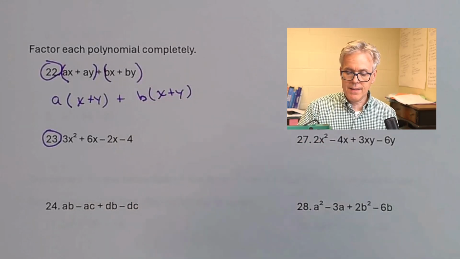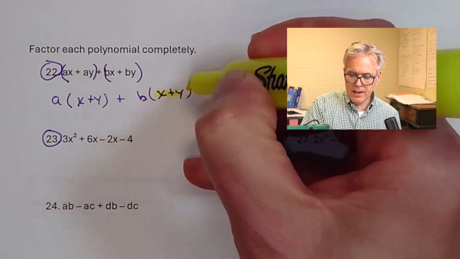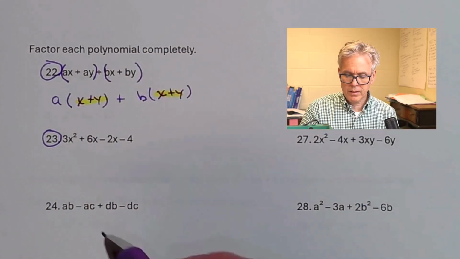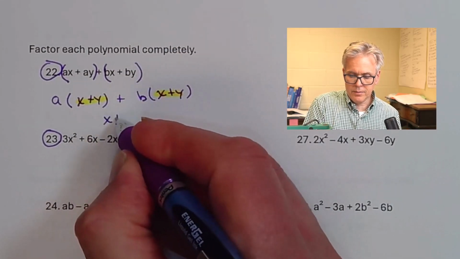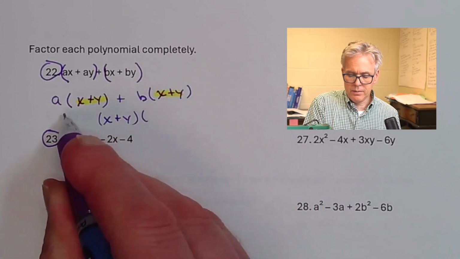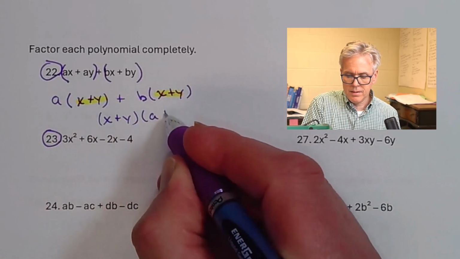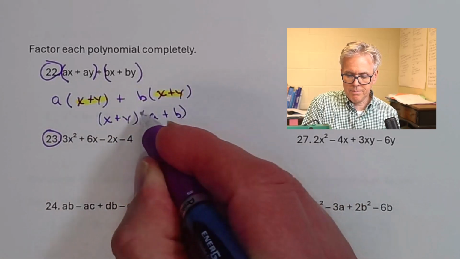Now I have the same thing I had in the last little subsection. I have my common factor of x plus y. And so I can pull it out. x plus y. And what am I left with? Just an a, and then bring down your plus b.